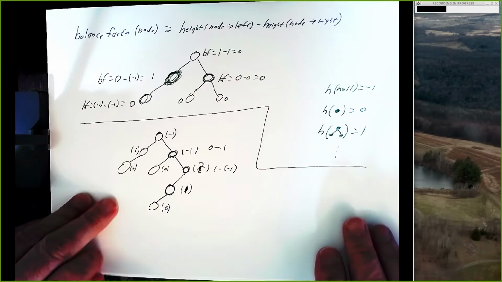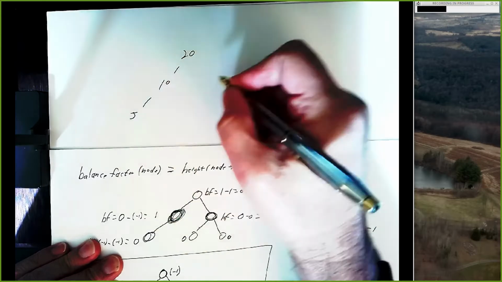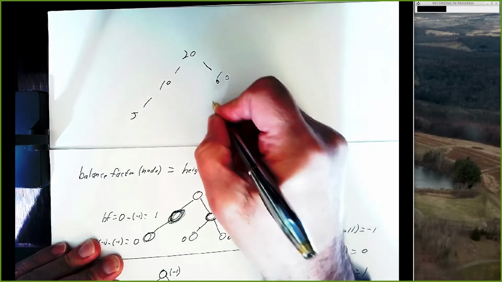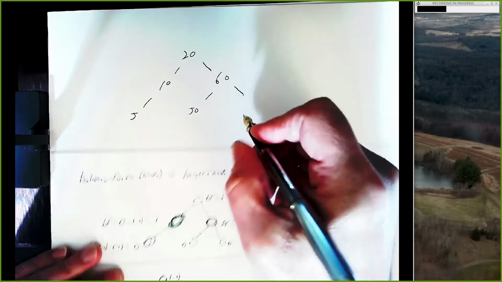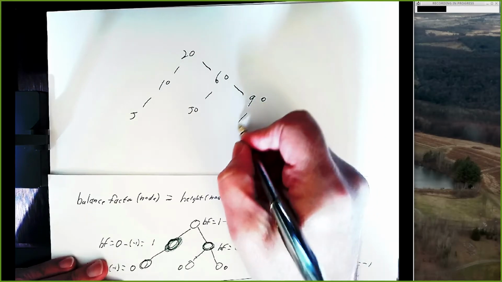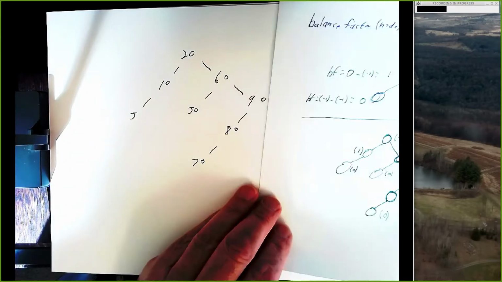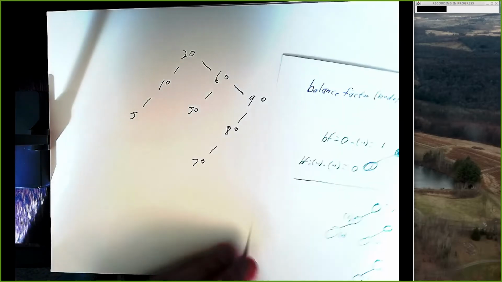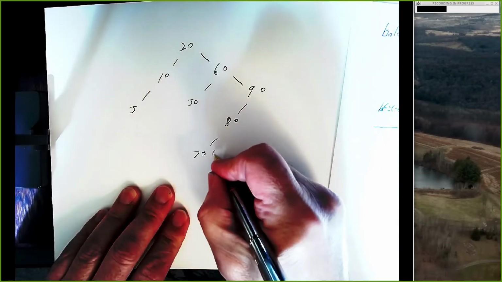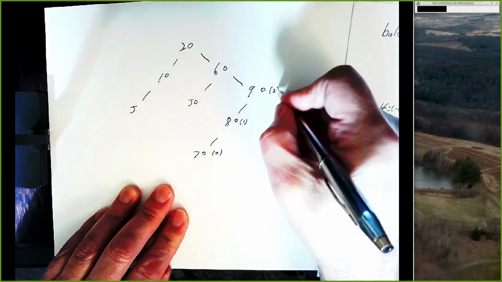All right, so let's put some numbers on here. Let's do a 20 and a 10 and a 5 and a 60 and a 50 and a 90 and an 80 and a 70. So we've got the same shape as this tree that we've been working with. And so this has a balance factor of 0, 1, and 2.